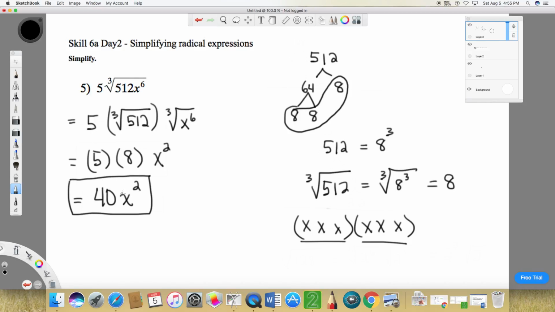And I don't think that you initially look at that and say, oh, that's 40 times x squared, but it is. It's not obvious at all, or at least it's not to me. But they are the same. Even though visually they look different, they represent the same number. They're equivalent to each other.